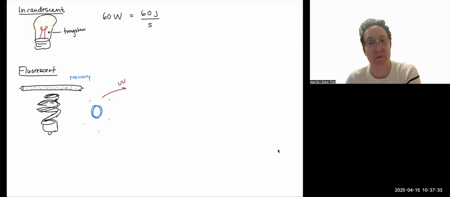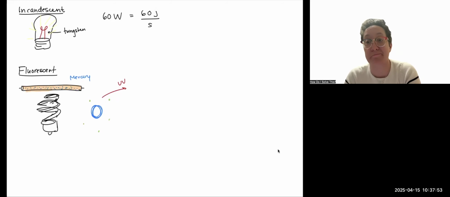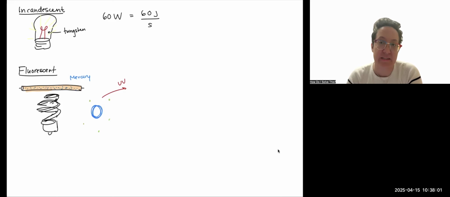Now, we don't see UV light, we're not bees, so that would not be enough for us. But conveniently, the tube is coated in a material that when it's hit by UV light, it glows white, which we call fluorescence. And so that UV light hits the white material and then it fluoresces and we get light that we see.